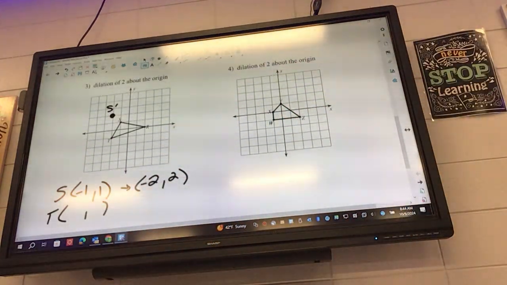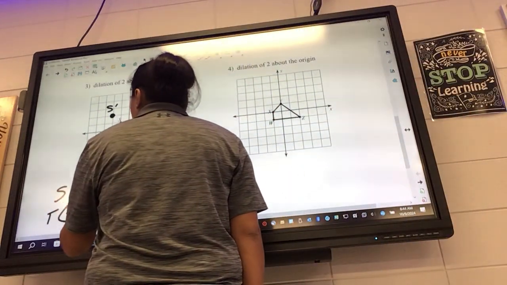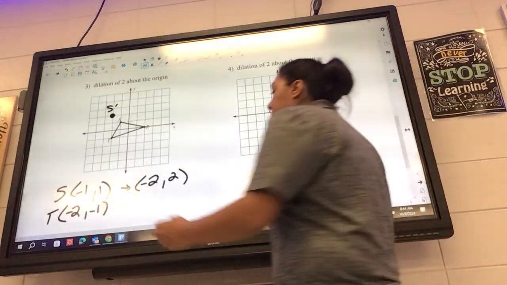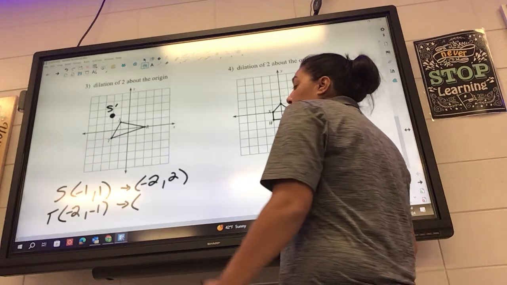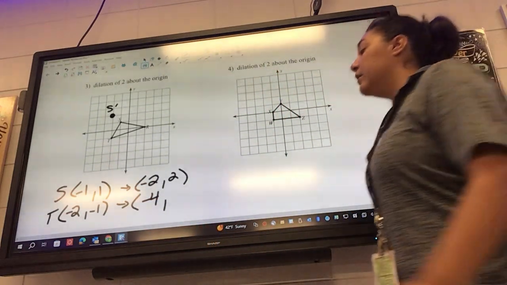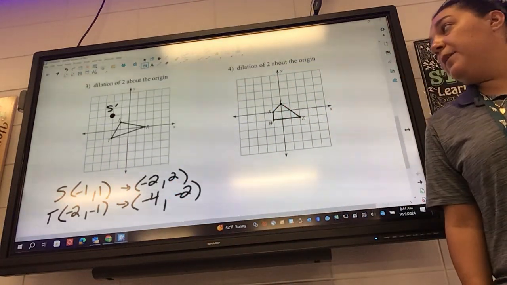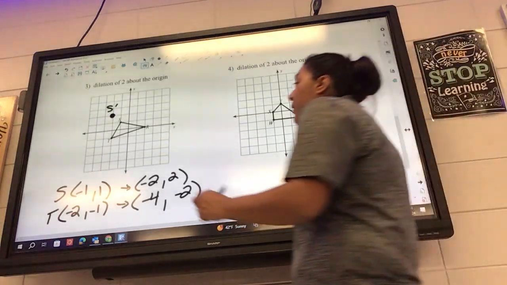Okay, my T is going to be left 2, so negative 2, down 1, so negative 1. We're going to multiply those by 2. Negative 2 times 2 is negative 4. Negative 1 times 2 is negative 2. So it's going to be negative 4, so left 4, and negative 2 is going to be down 2. So left 4, down 2.